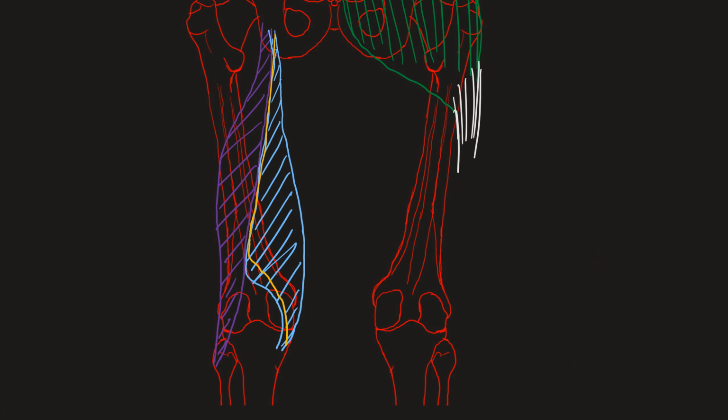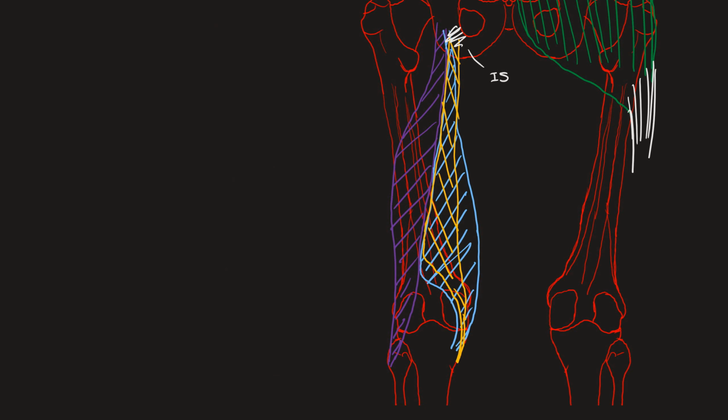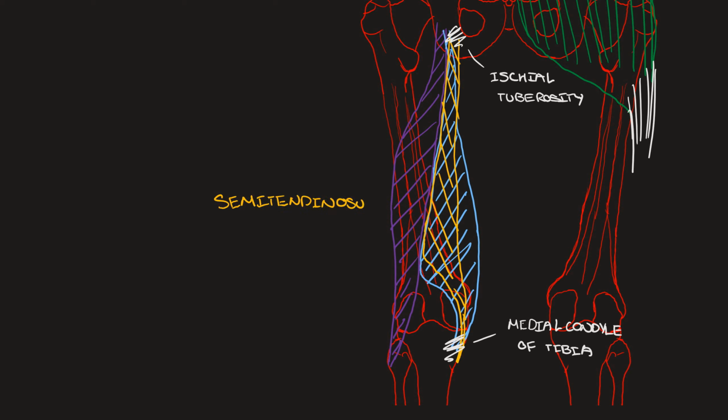The last muscle involved in hip extension is the semitendinosus, and that's just even more posteriorly than the semimembranosus, and it has a proximal attachment at the ischial tuberosity and a distal attachment at the anterior surface of the medial condyle of the tibia. And it's innervated via the tibial division of the sciatic nerve.